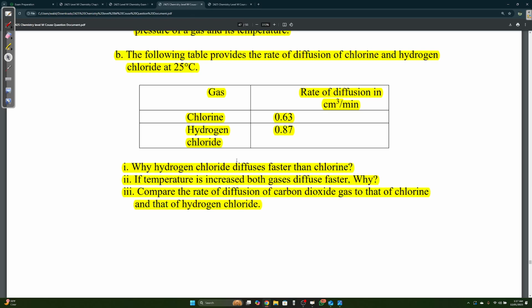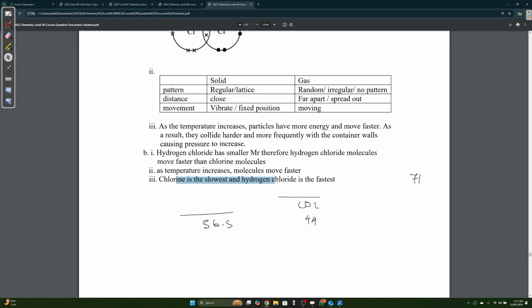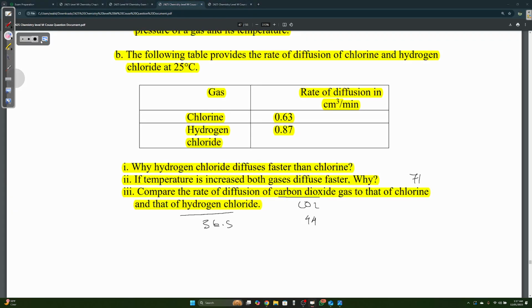Compare the rate of diffusion of carbon dioxide gas to that of chlorine and that of hydrogen chloride. Very easy. Just find the molar mass of CO2, which is 44. We know chlorine is 71 because we're talking about the molecule, and hydrogen chloride is 36.5. So the fastest would be HCl, and the slowest would be chlorine gas.